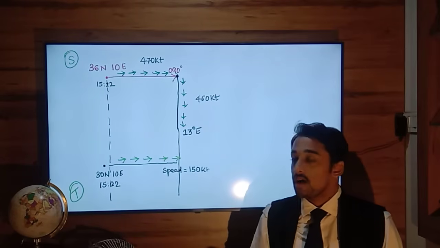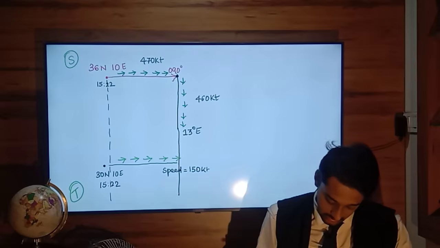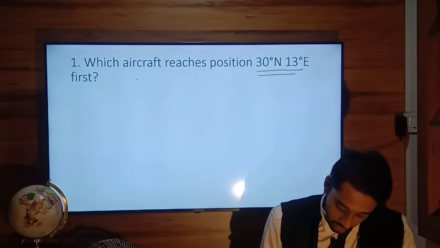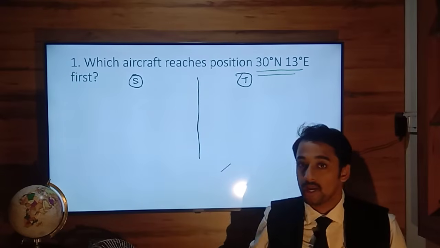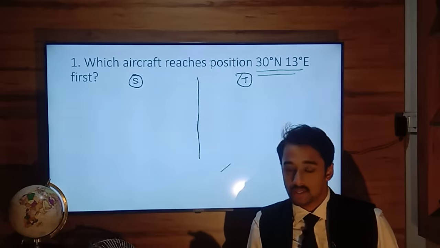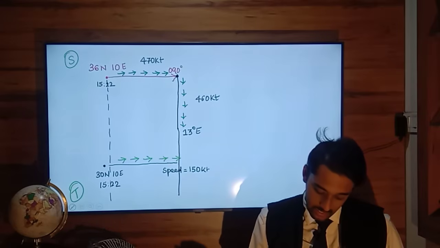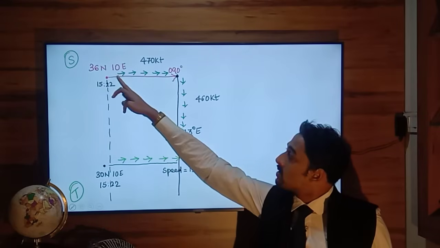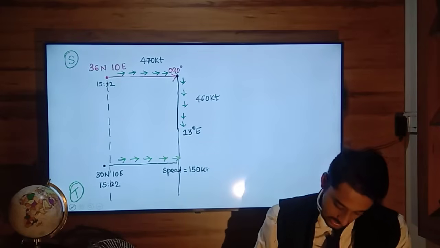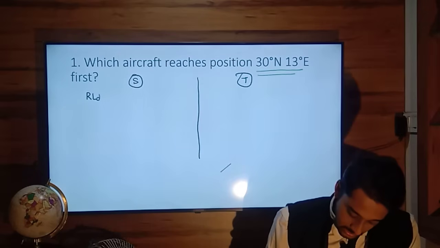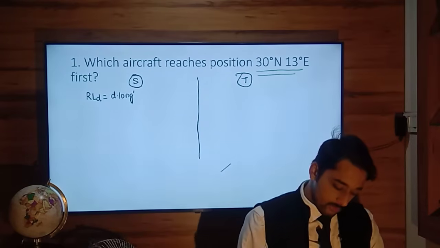Now when you travel in an easterly direction like this, you are actually following a rhumb line track. So let's draw two columns, one for Sierra, another for Tango aircraft. We have been given speeds for both aircraft, so we can calculate distance. We can easily calculate distance because we have the initial longitude and final longitude given to us. So the rhumb line distance for Sierra is d long in minutes times cos of latitude.